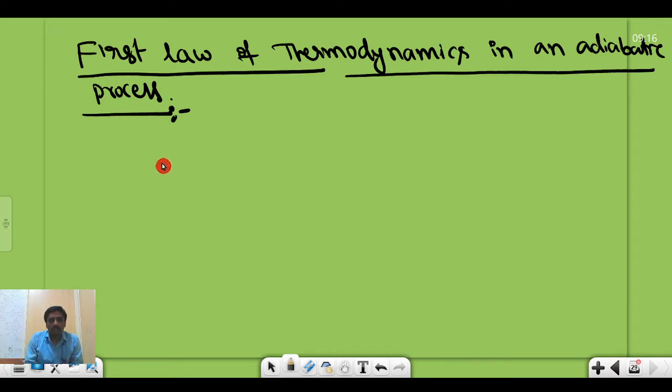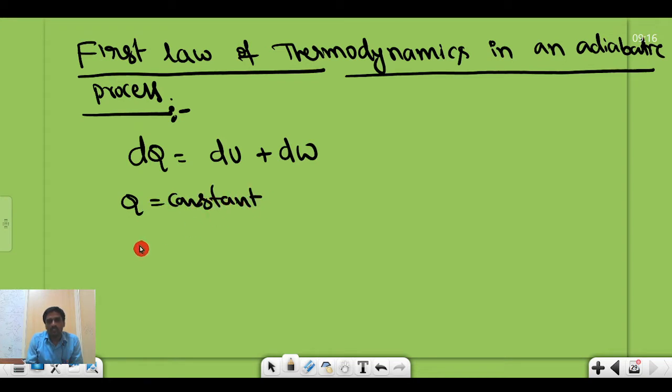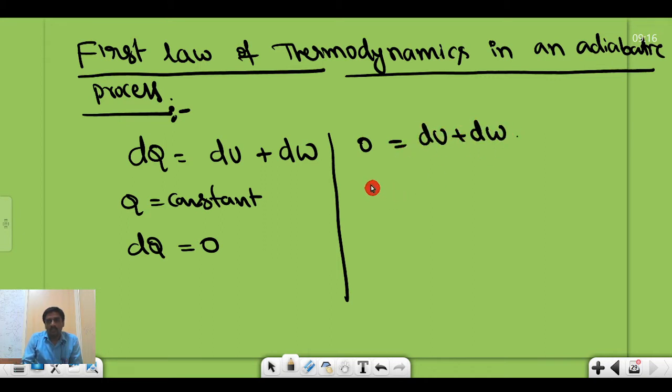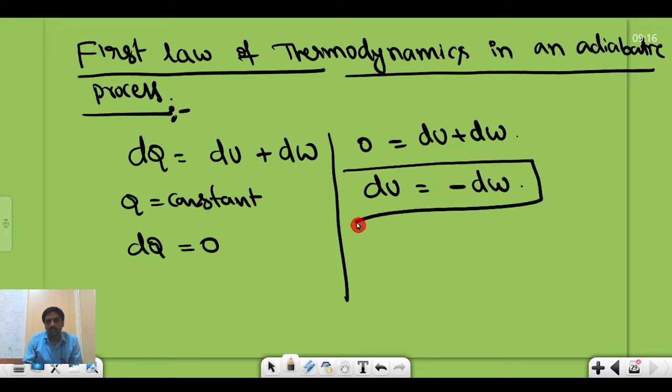So we are recalling the first law of thermodynamics: the amount of heat supplied to the system is equal to the change in internal energy plus the external work done, dQ is equal to dU plus dW. But as the process is adiabatic, Q must be constant, so the heat change is equal to 0. The first law can be written as 0 is equal to dU plus dW. Then dU is equal to negative of dW. This is the modification of the first law of thermodynamics in the adiabatic process.